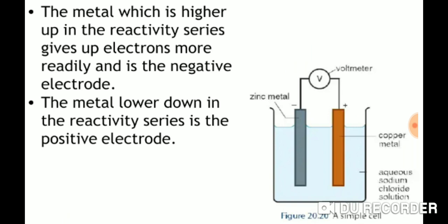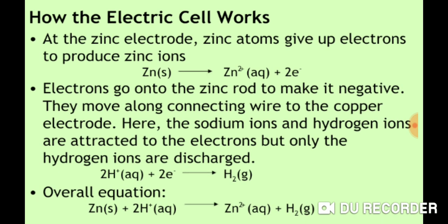Keep in mind, this is the way to identify which one is cathode and which is anode. The metals which are higher up in the reactivity series give the electron easily, hence they are made negative electrodes, whereas those metals which are present lower down in the reactivity series are always made positive electrodes. So now with this we have revised the chapter. Let us see a few more workings of electrolytic cell.